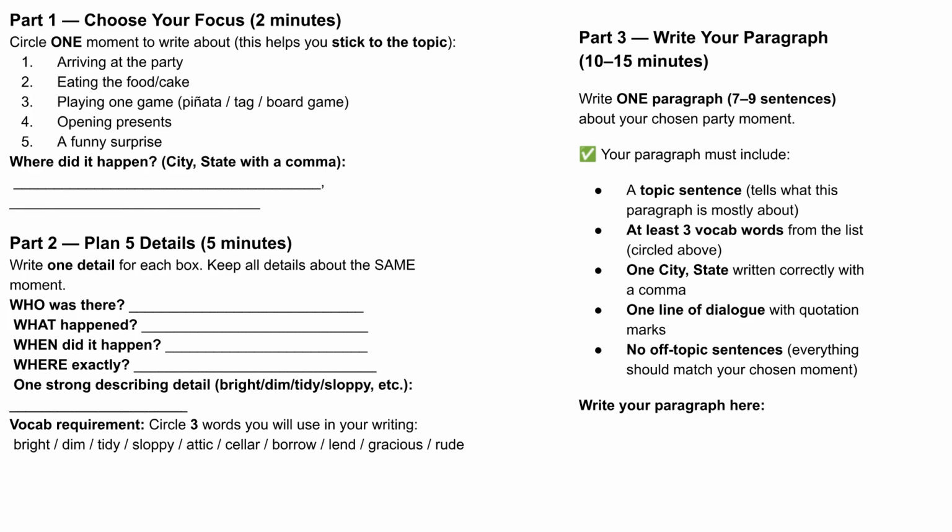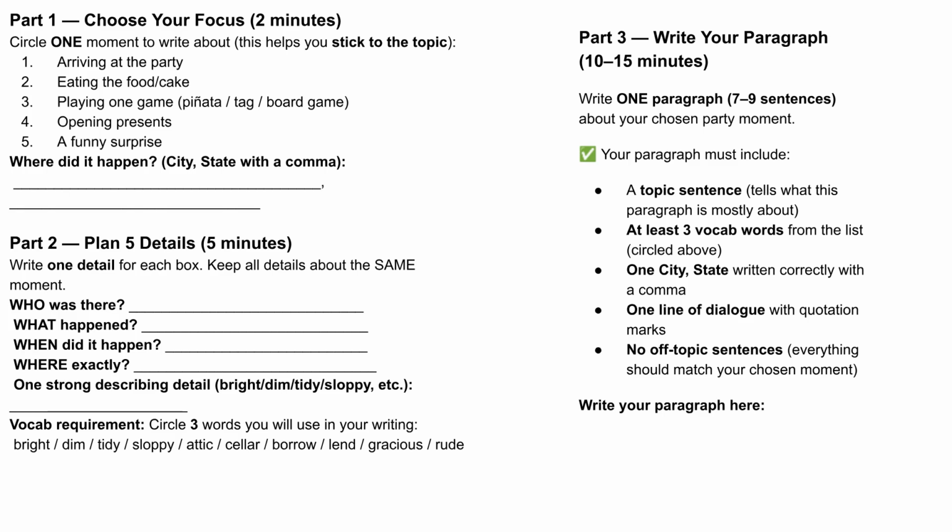Step 2, plan your details. Answer, who was there? What happened? When did it happen? Where exactly? And add one strong describing word, like bright, dim, tidy, or sloppy. Also, circle 3 vocabulary words you will use in your paragraph.